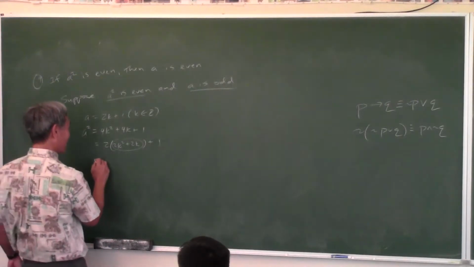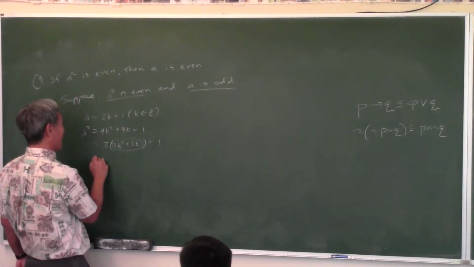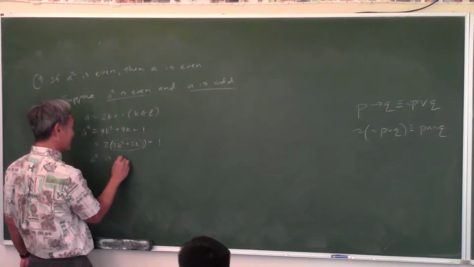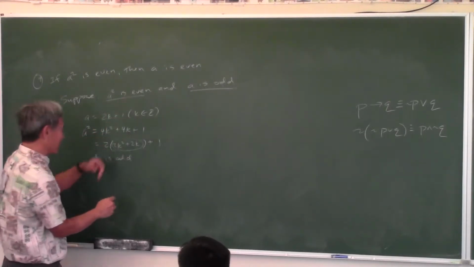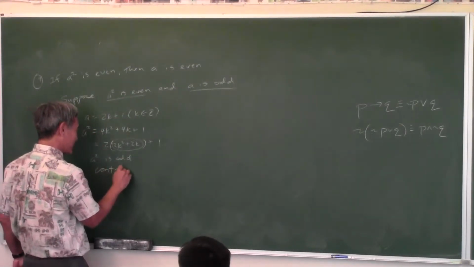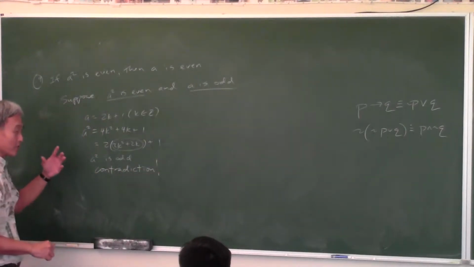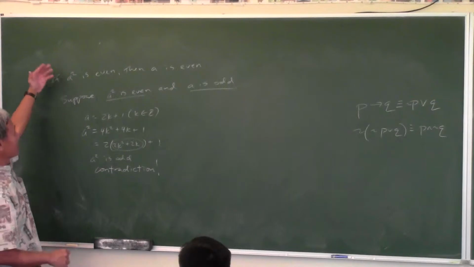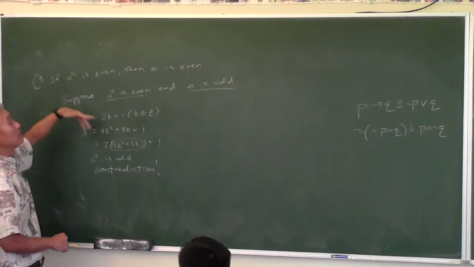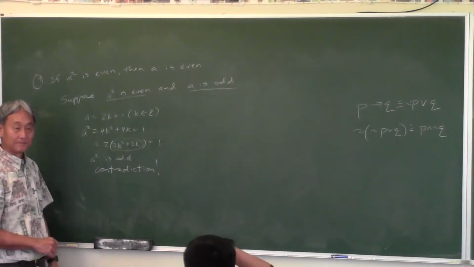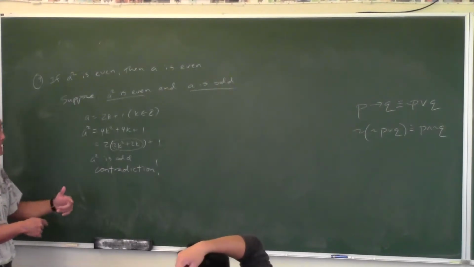So therefore, what can we conclude? a squared is odd, which contradicts this statement here. So this is a contradiction. See, that's what you want when you do an indirect proof, is you want a contradiction, which means your supposition that this was false is wrong. That means this one is true. That's called indirect proof. See how we did it indirectly?